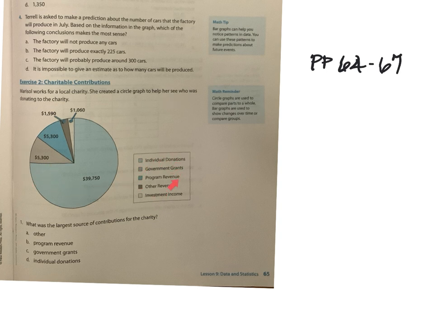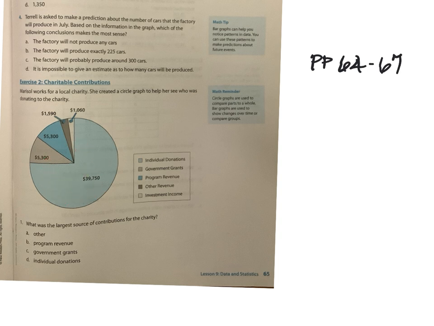Now you have to have a little, it's called a legend, L-E-G-E-N-D, to tell you what the different colors represent. So this color, which is this one here, represents individual, and the dark gray represents government, program, other revenue right here, and then investment income right here. So each one of these colors represents something here. So what is the largest source of contributions for the charity? Well, you're just going to look and see which color is the biggest there for that.